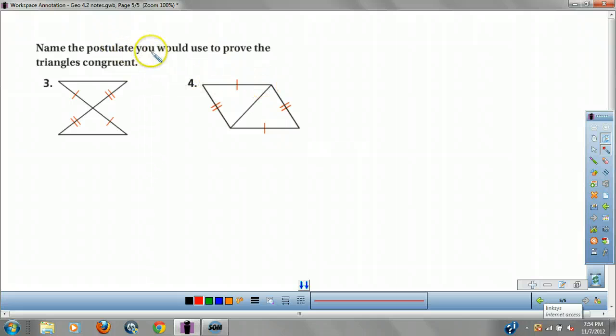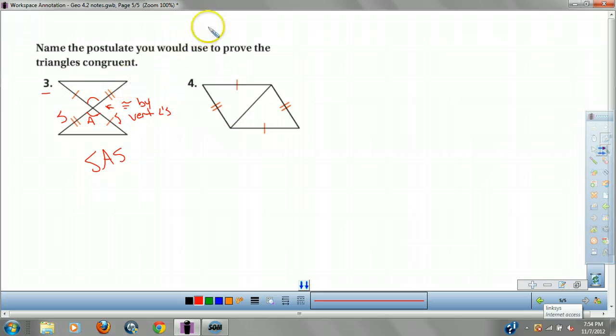Okay, last one. Name the postulate you'd use to prove these triangles congruent. For number 3, well, I have a side, I have another side, but I don't have this third side, so I can't use SSS. But what do I know about these two angles? Are they going to be congruent? Yeah, they're going to be congruent by vertical angles, right? So I have a side, an angle, and a side. So it's side, angle, side.